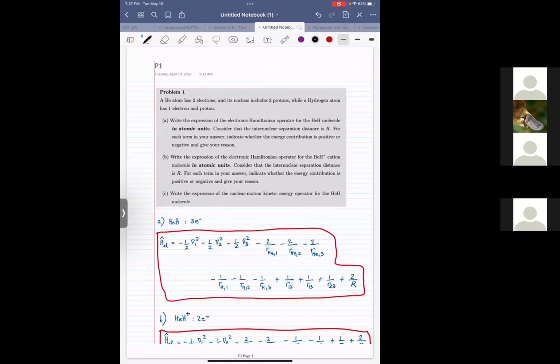Okay, so the problem is asking, a helium atom has 2 electrons. It's asking me to write the Hamiltonian for the helium H molecule in atomic units. Consider the intermolecular separation R for each term in your answer. Indicate whether the energy contribution is positive or negative and give your reasoning.